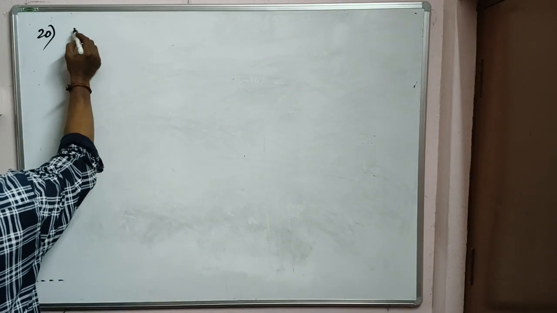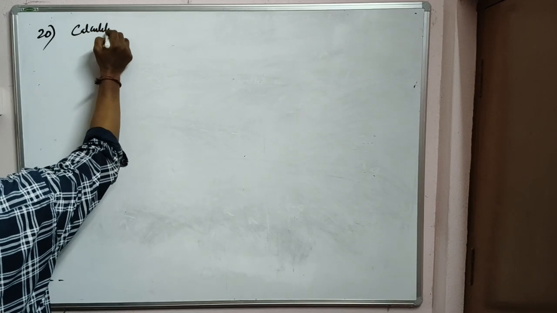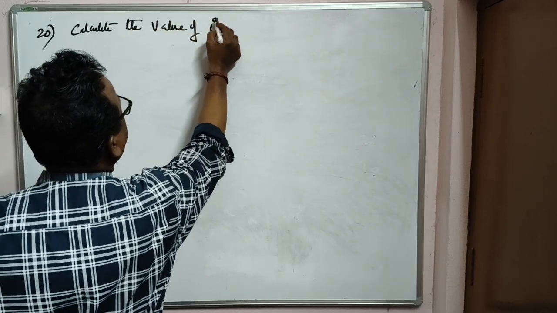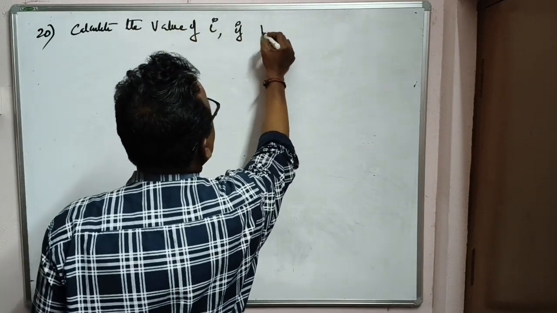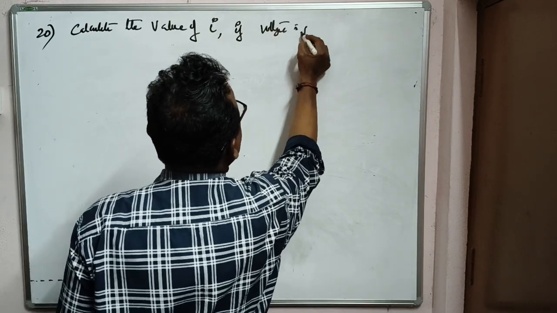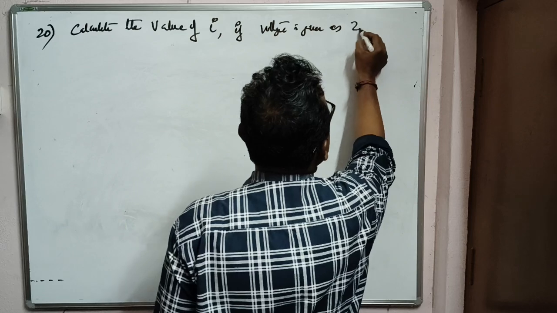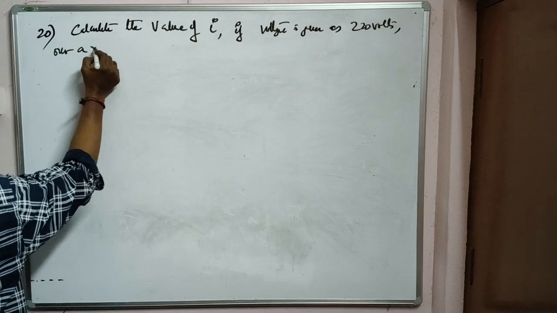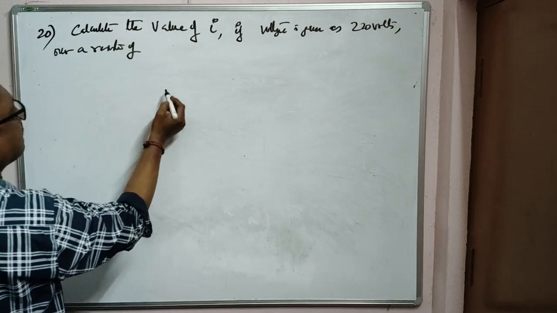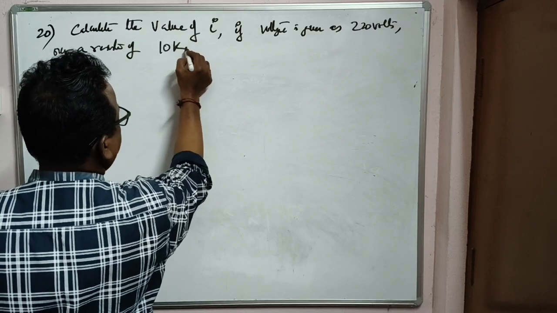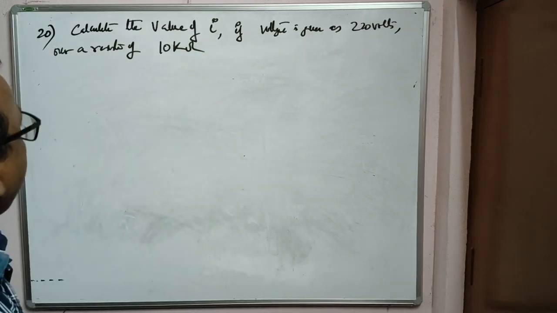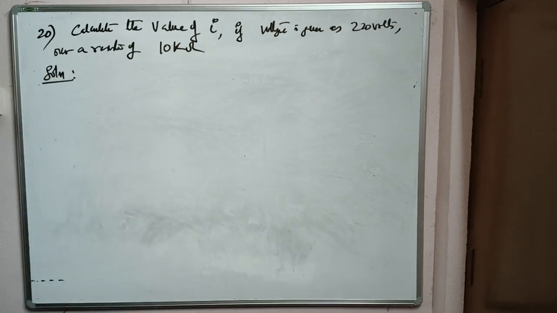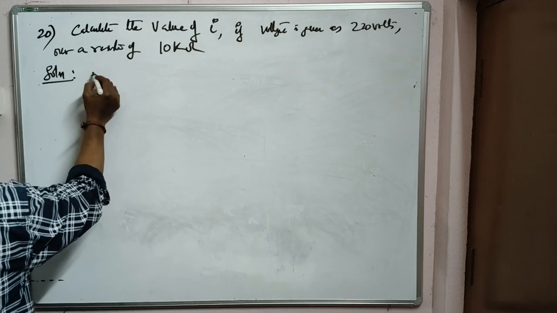Now in this problem, calculate the value of I if the voltage is given as 220 volts over a resistance of 10 kilo ohms. So this is the question. How will you solve this one? Very simple, this one.